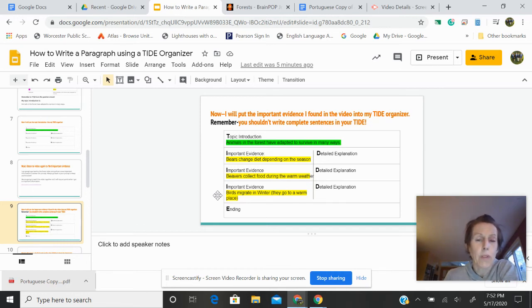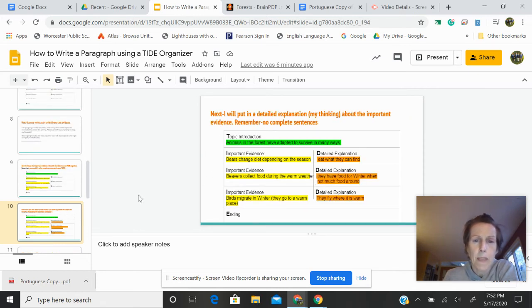Now remember, these are 3 different animals, 3 different ways animals have adapted to survive in the forest. Remember, always go back to your prompt. Always go back to your topic introduction to make sure that your important evidence supports your topic introduction. Okay, next I'm going to put in a detailed explanation, which is my thinking about the important evidence. Remember, you don't have to do complete sentences here.